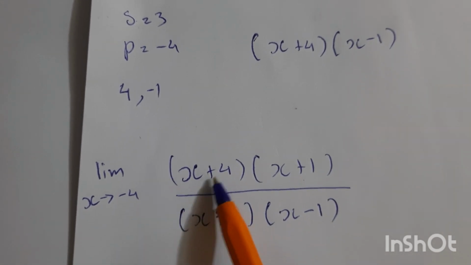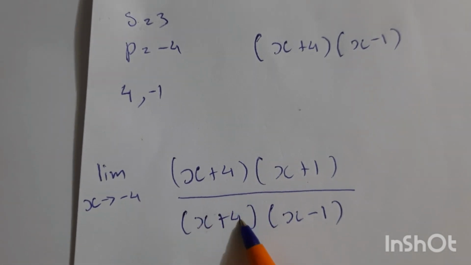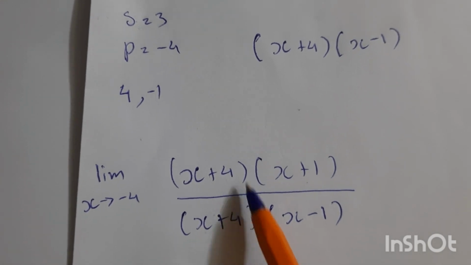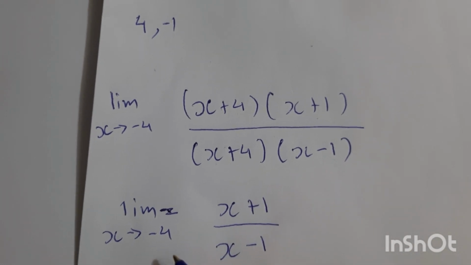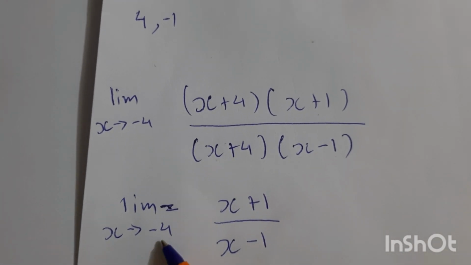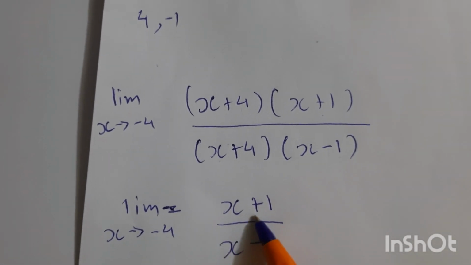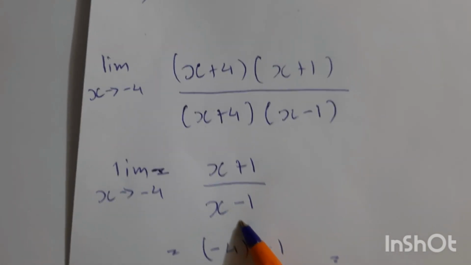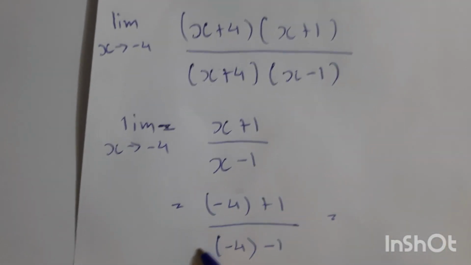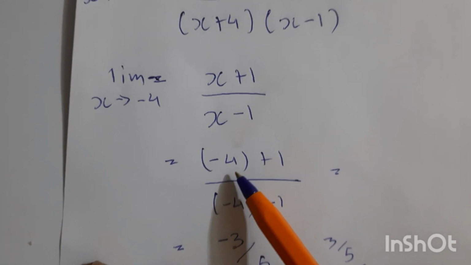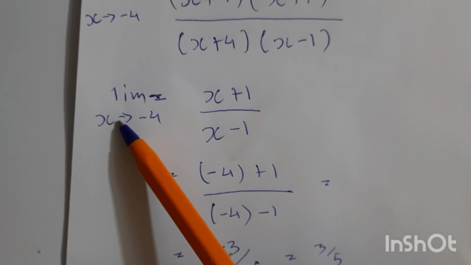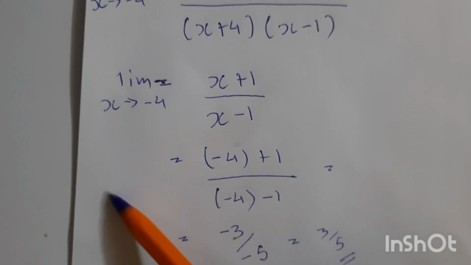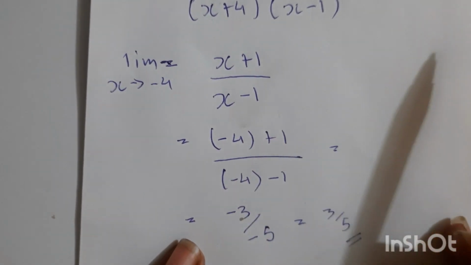So we have an x + 4 in the denominator and the numerator, so they'll cancel out to give you 1. And then we end up with just the limit as x goes to -4 of (x + 1) over (x - 1). When we replace x with -4, the limit that we've been writing consistently goes away. We no longer need to write it anymore.